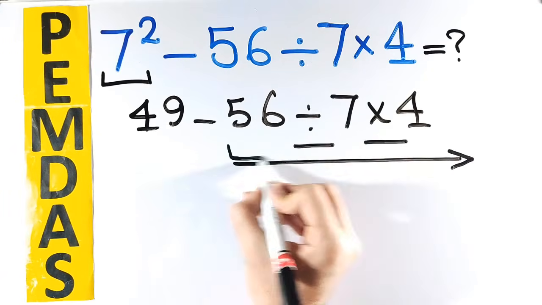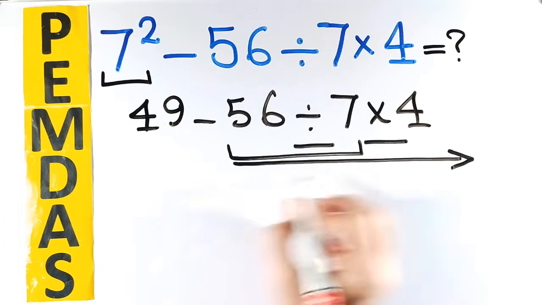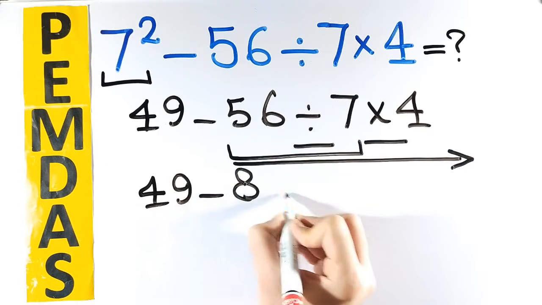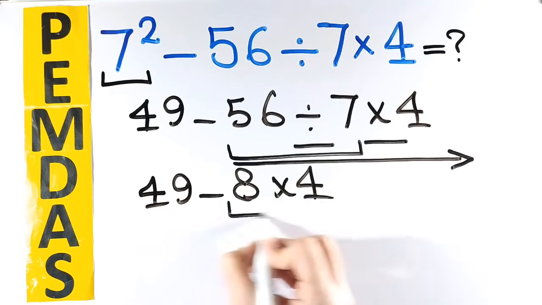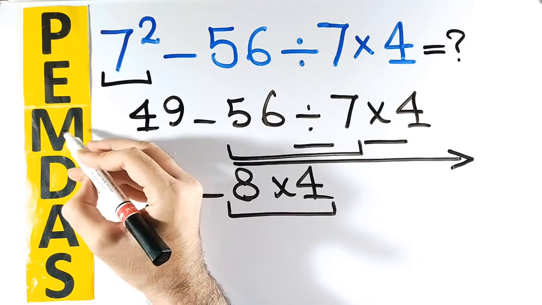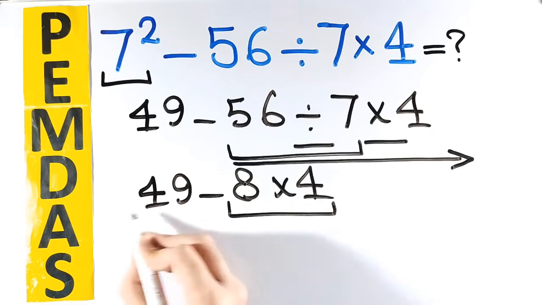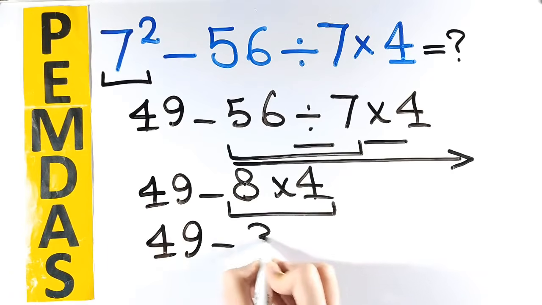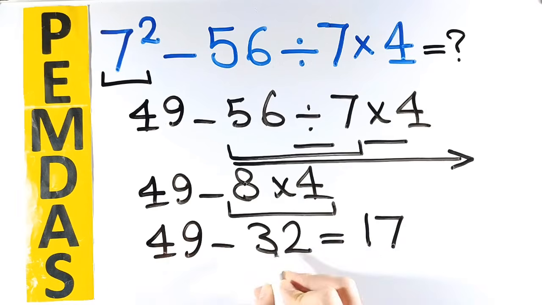So, first we go for the division between 56 and 7, and instead of this expression, we can write 49 minus 8 multiplied by 4. In the final step, we go for the multiplication between 8 and 4, because multiplication has a higher priority than subtraction. So, instead of this expression, we can write 49 minus 32, which finally gives us the answer 17.